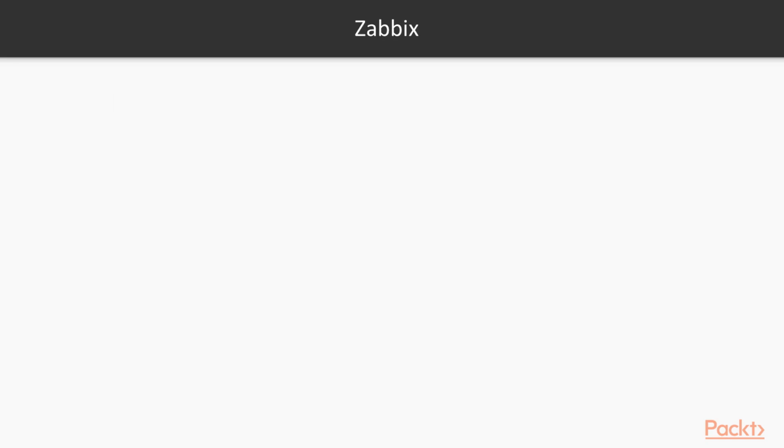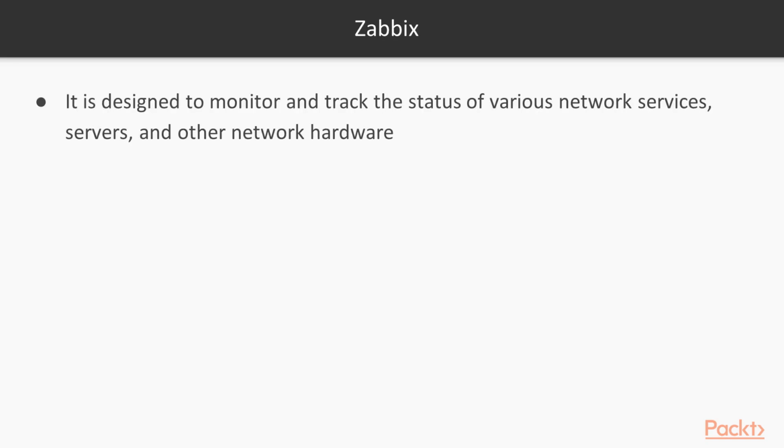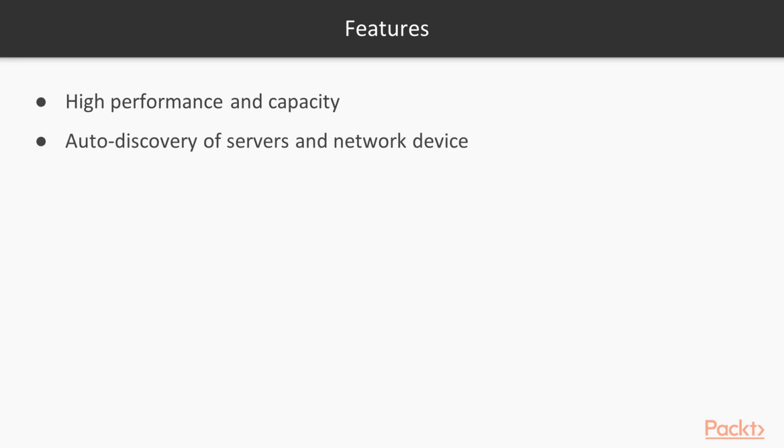So what is Zabbix? Zabbix is designed to monitor and track the status of various network services like servers and other network hardwares. So what are the Zabbix features? Zabbix comes with a lot of features. It provides high performance and capacity. Also it provides auto discovery of servers and network devices within a network, and it provides low level discovery. Also it provides agentless monitoring, and with agent monitoring as well.